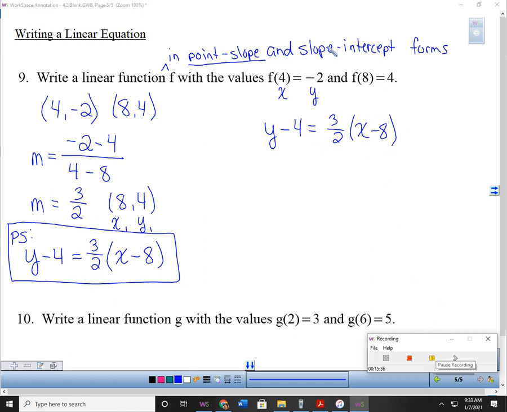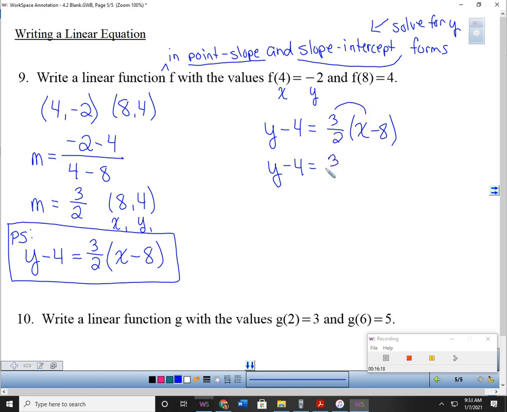Now, if I want to write in slope-intercept form, I'm going to make a note here, solve for y. So what you're going to do is you're going to go ahead and simplify this side by distributing your 3/2. So I'm going to keep the y minus 4. I'm going to distribute 3/2 times x is just 3/2 times x. And then 3/2 times negative 8 would be negative 12.